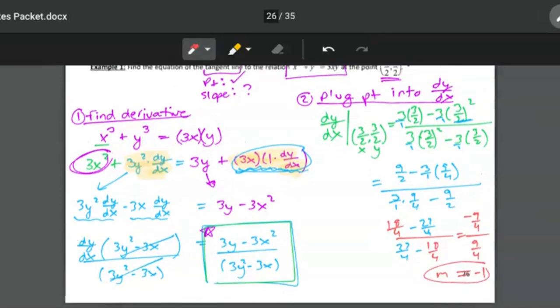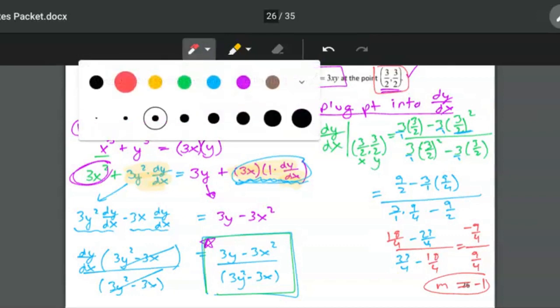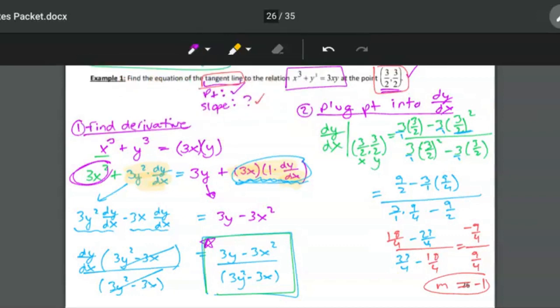For the equation of a tangent line, you need a point and a slope. They gave us the point, and we just found the slope. The last step is point slope form. I know I'm running out of room, sorry about that. So y minus y1 is 3/2, our slope is -1, times x minus x1. That is our final answer, the equation of the tangent line.